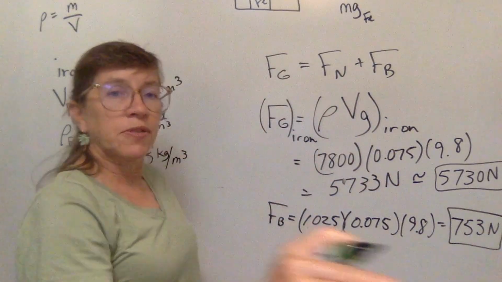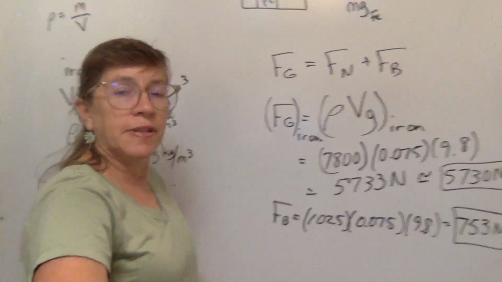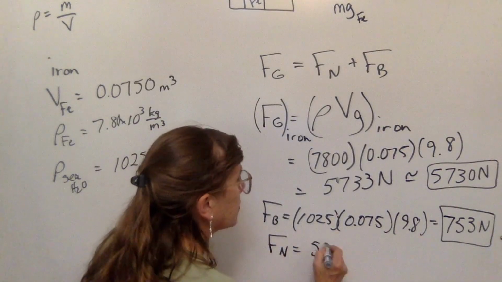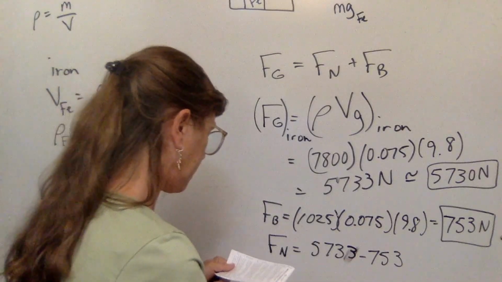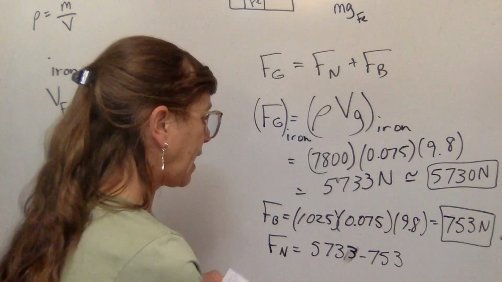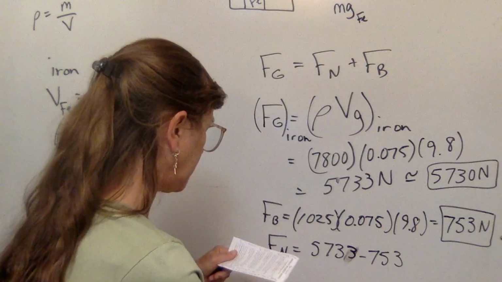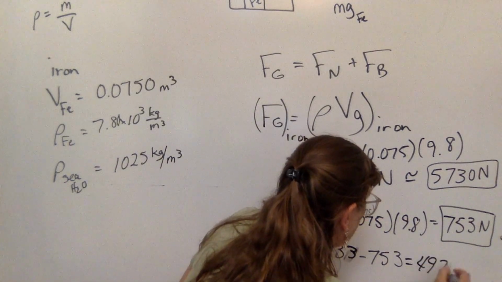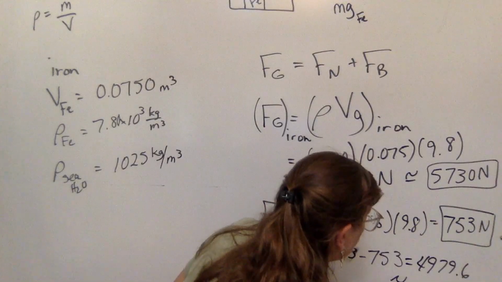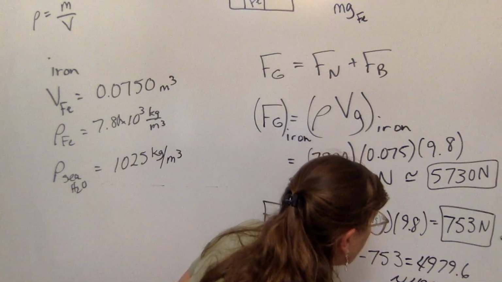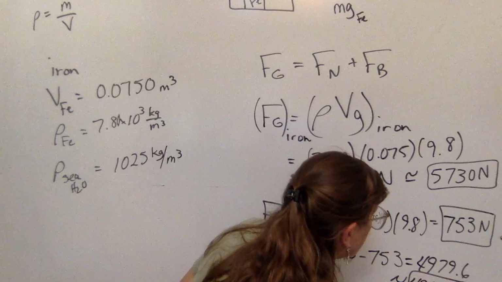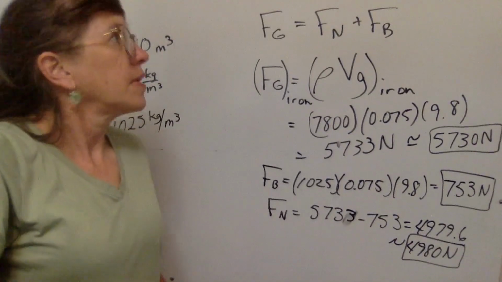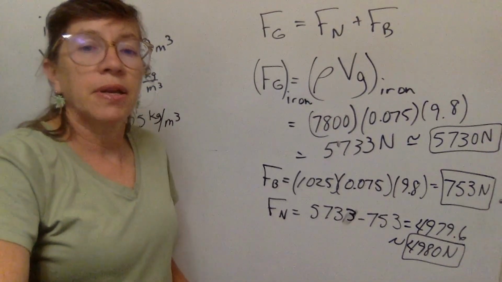And then for the normal force, for our final step, we'll simply take the difference between those two. 5733 minus 753. Again, hang on to sig figs until you get to the end and then round. And I got 4979.6, which would round to 4980 newtons for 3 sig figs. There you go. When we begin with volume, it is pretty straightforward.